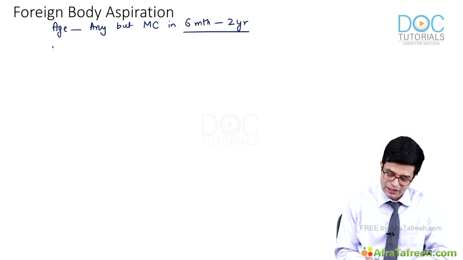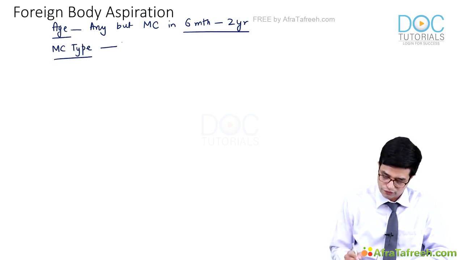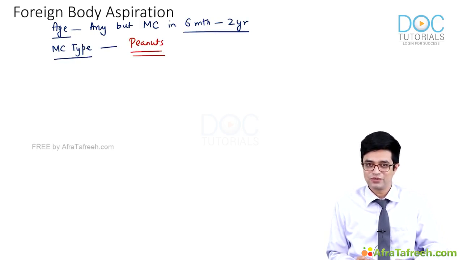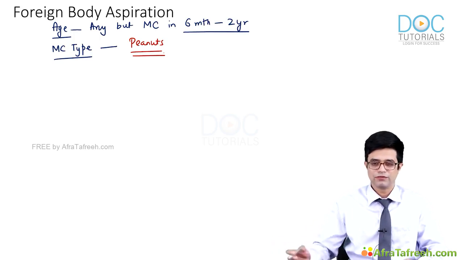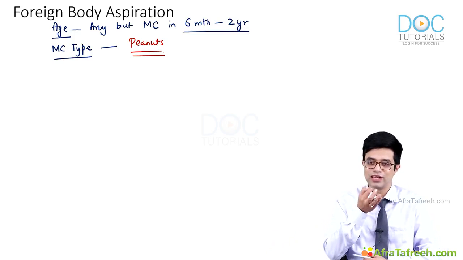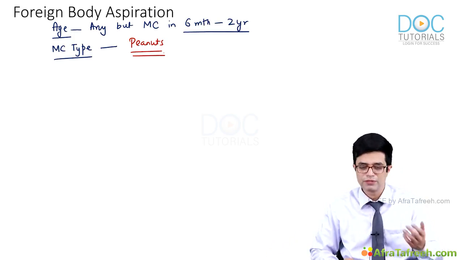What is the most common type of foreign body? The most common type of foreign body overall is peanuts. Children have a tendency to aspirate peanuts all over the world, where they are available. A peanut will be lying on the floor, the child will crawl or creep to that side, pick it up, and instead of swallowing may take it into the airway. That is the common presentation.